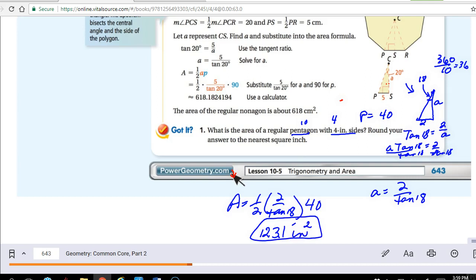Okay. All right. Hope that was helpful. This is a different kind of formula, but it involves having to use trigs to find your apothem in order to be able to use that formula. So best of luck.